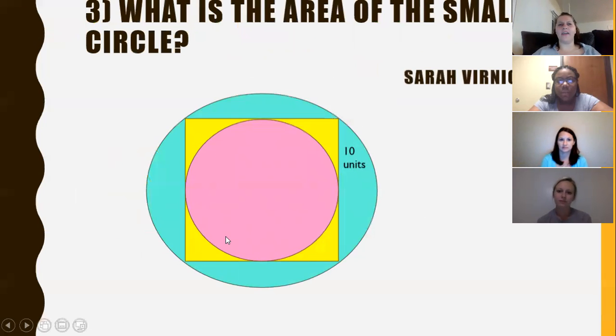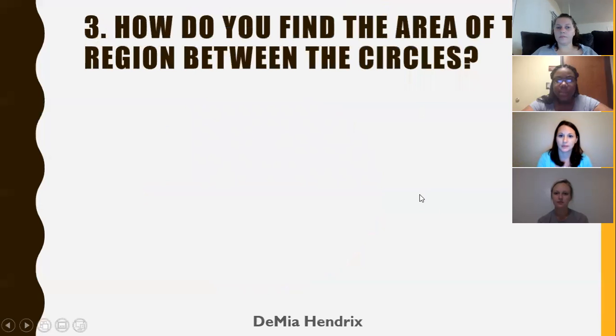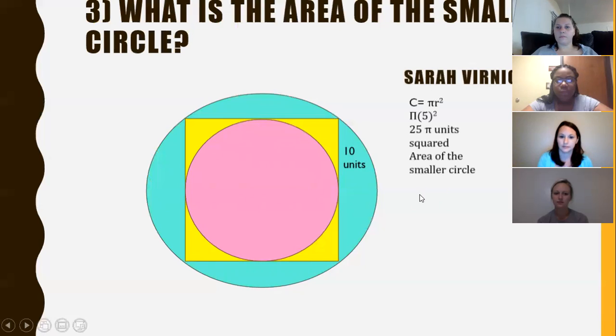Sarah, what is the area of the smallest circle? Okay, we're going to remember that area is not the same as perimeter, so we're not going to add it. To find the area, we know that the area of a circle equals pi times radius squared. So that's going to help us find it.